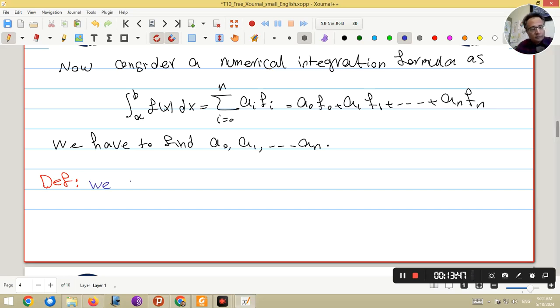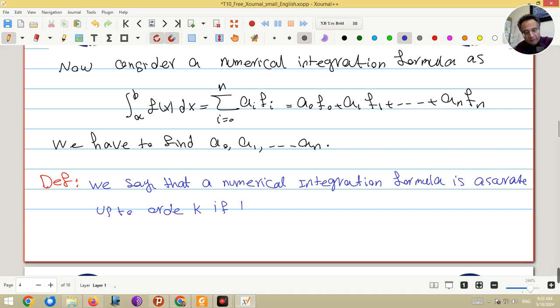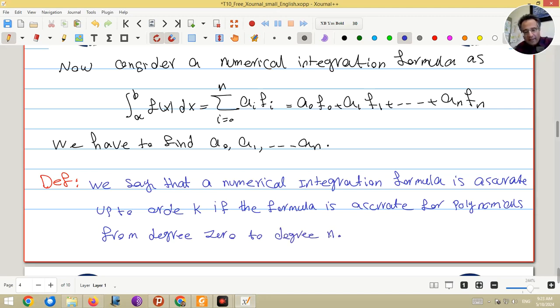Let me start with a definition. We say that a numerical integration formula is accurate up to order, for example, k, if the formula is accurate for polynomials from degree 0 to degree k.